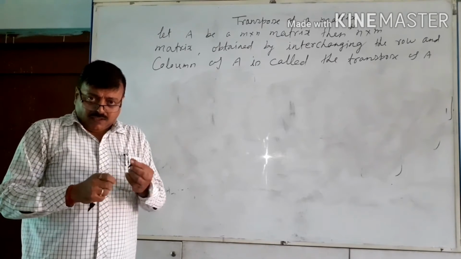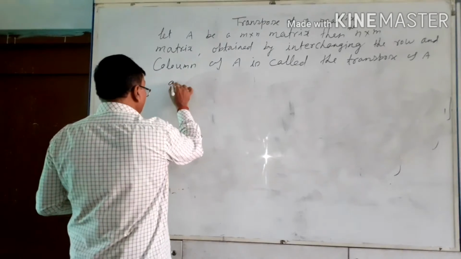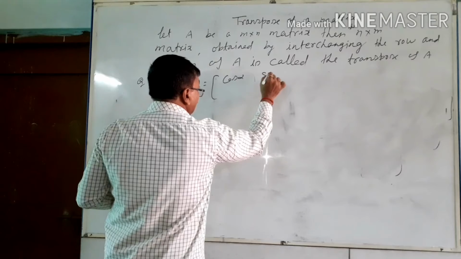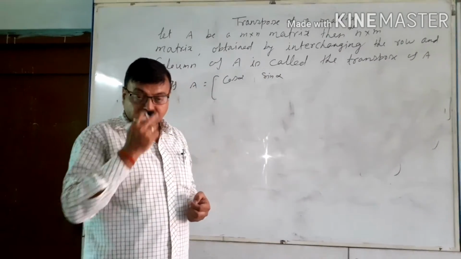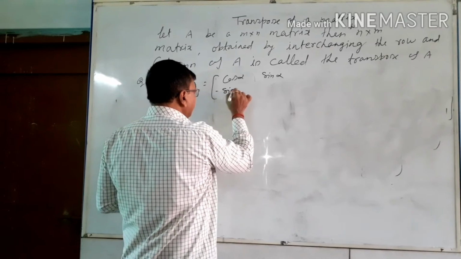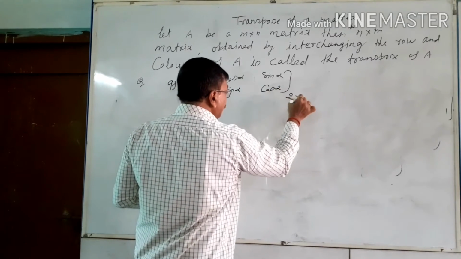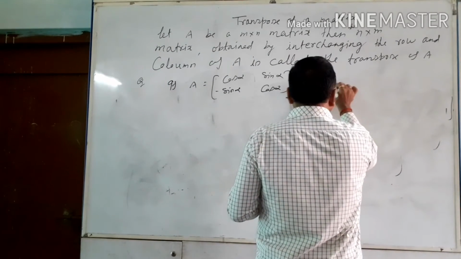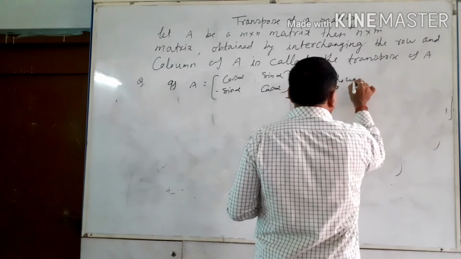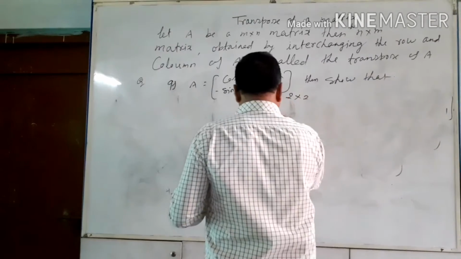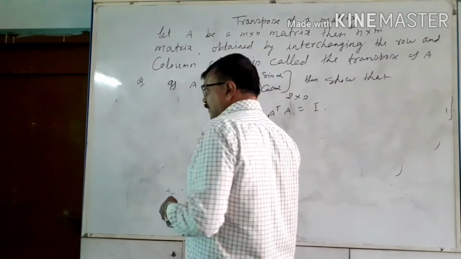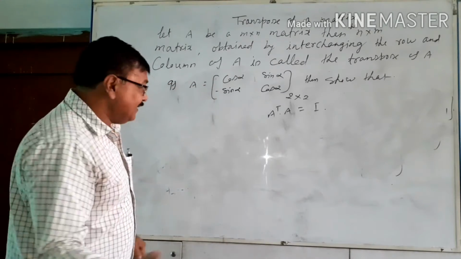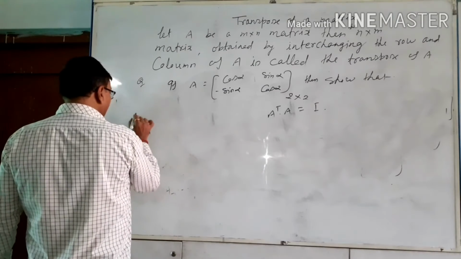If A equals cos alpha, sin alpha, and minus sin alpha, cos alpha, a 2 by 2 matrix, then we have to verify that A transpose into A equals I. What we have to do is first find A transpose and then multiply it with A.